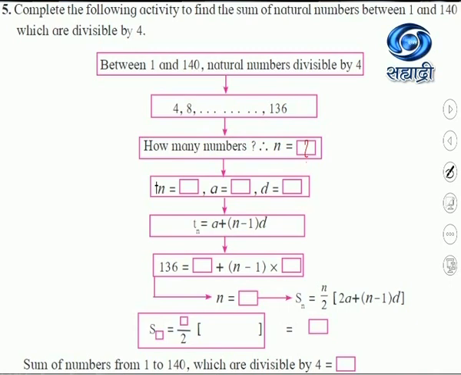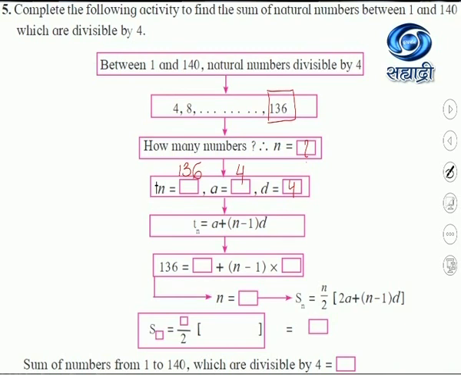Now here we have to write Tn. What is the last member? Tn means the last term. So what are we going to have in this box? We are going to have 136. What is your first term, which is going to be your value of a? That is 4. Because I have less space, I am writing it outside the box. You can write it in the box directly. Your value of d is 4. So the difference is coming out to be 4.